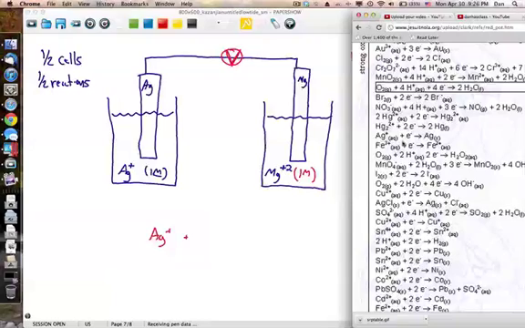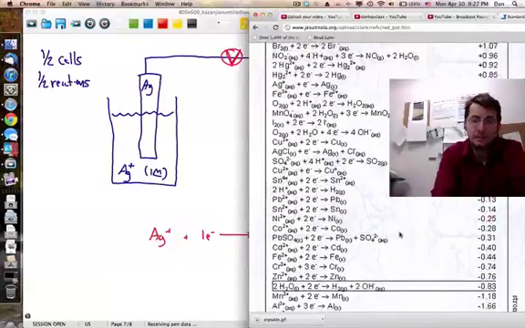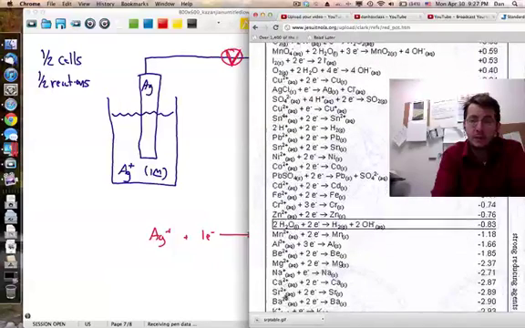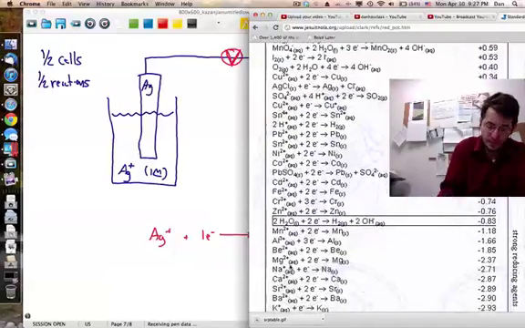Silver plus 1 electron goes to silver solid. This will be our reduction. Again, it's higher in the periodic table, more likely to be reduced. And that means the magnesium, lower on the periodic table, more negative, will be our oxidation.